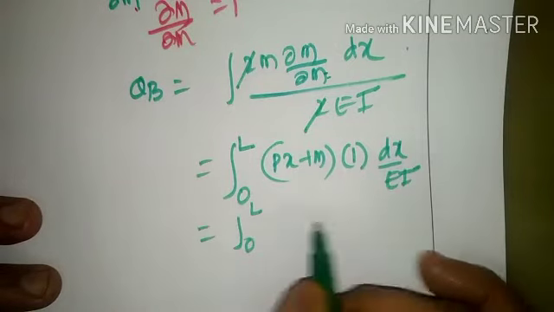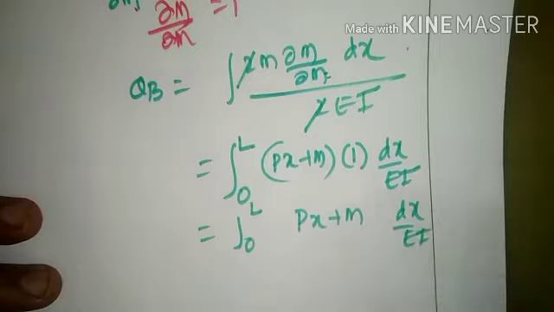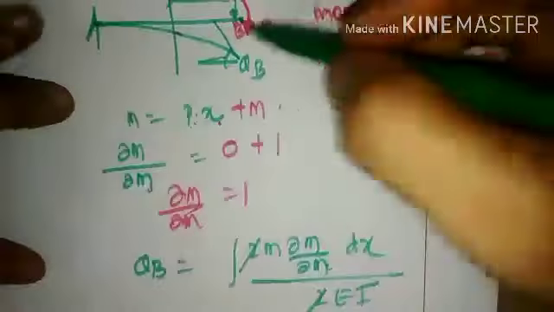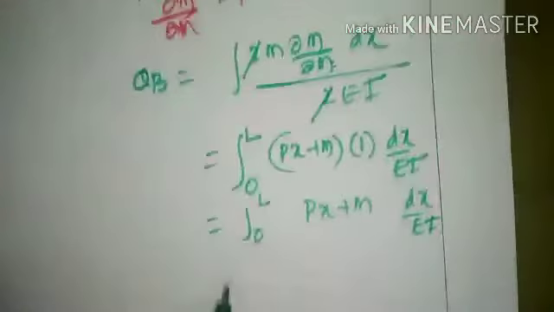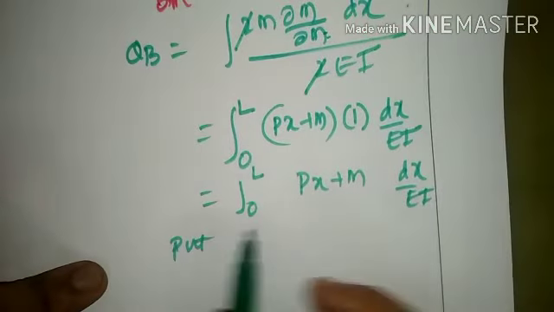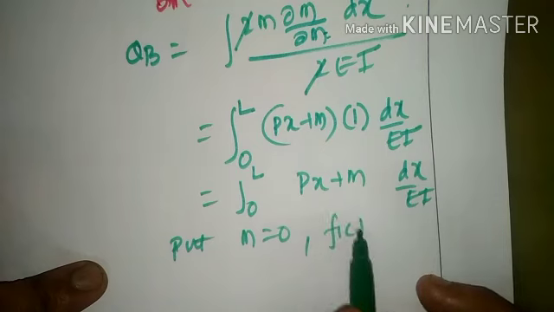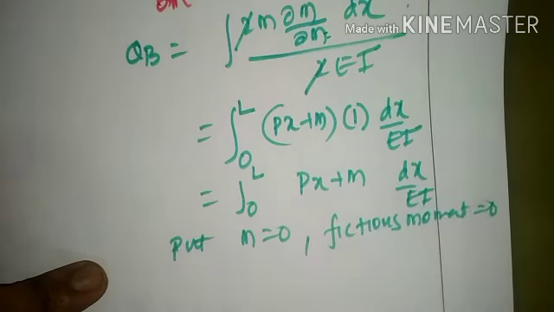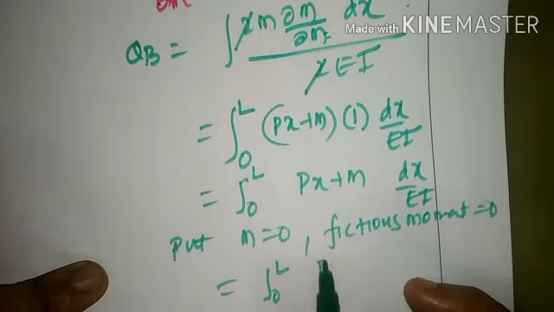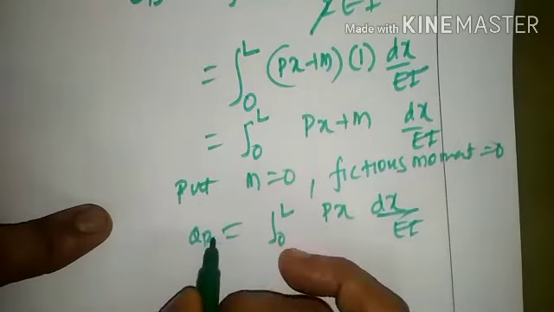Expanding this bracket, (Px plus M) dx divided by EI. In reality, M does not exist. You have introduced it as a dummy moment. For that reason, put M equal to 0 because it is a fictitious moment. Otherwise you have created a moment. So put it as 0. If you substitute 0, this will be integration 0 to L of Px dx divided by EI, and theta B on the left hand side.